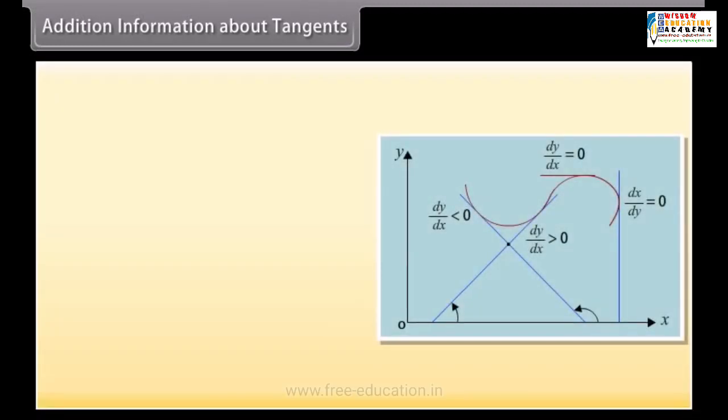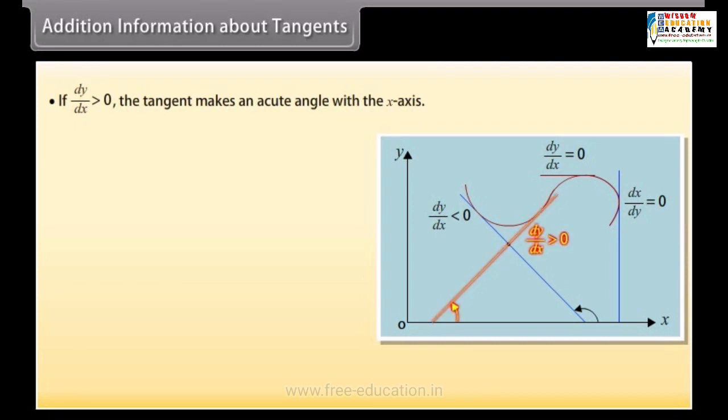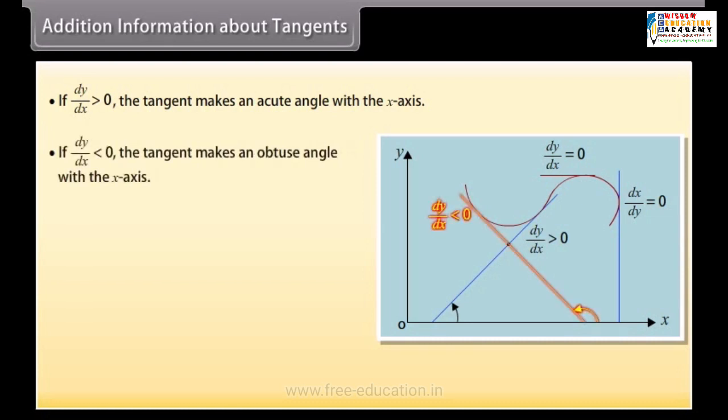Additional information about tangents. Look at this figure. Here we can see that if dy by dx is greater than 0, the tangent makes an acute angle with the x-axis. If dy by dx is less than 0, the tangent makes an obtuse angle with the x-axis. If dy by dx is equal to 0, the tangent is parallel to x-axis.